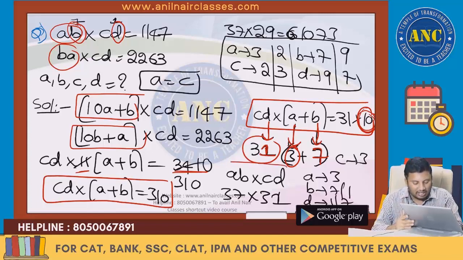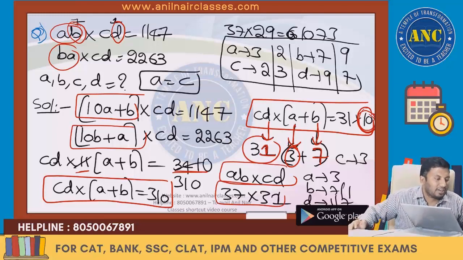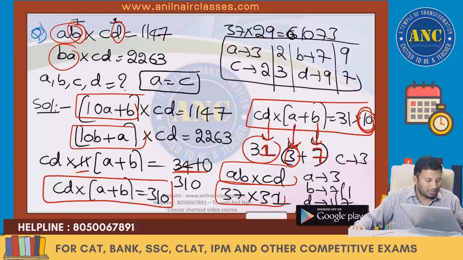So answer is AB into CD: 37 into 31. I hope the idea is clear.